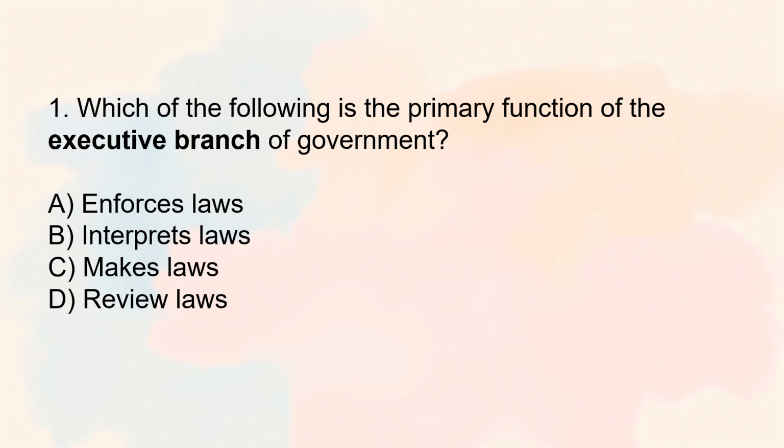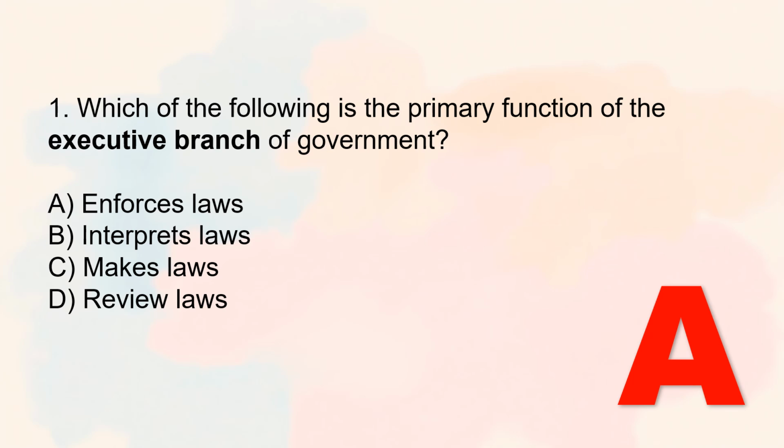Number one, which of the following is a primary function of an executive branch of government? Letter A enforces laws, letter B interprets laws, letter C makes laws, or letter D reviews laws. The best answer is letter A. The executive branch, headed by the president or prime minister, is responsible for enforcing and implementing laws.